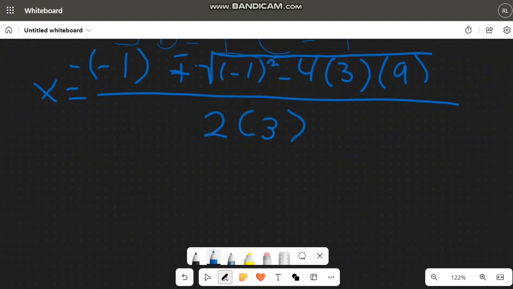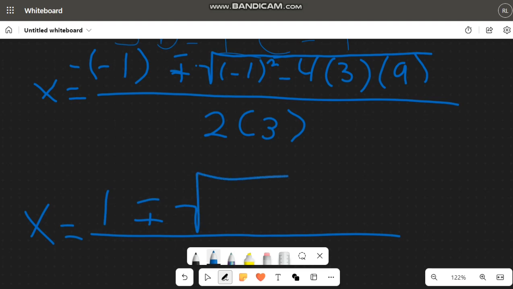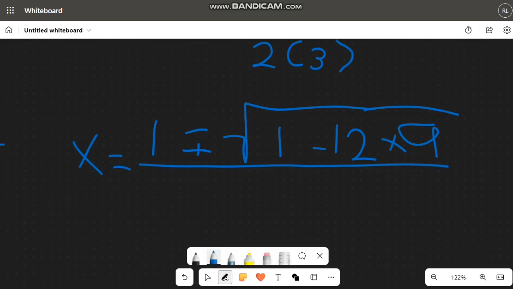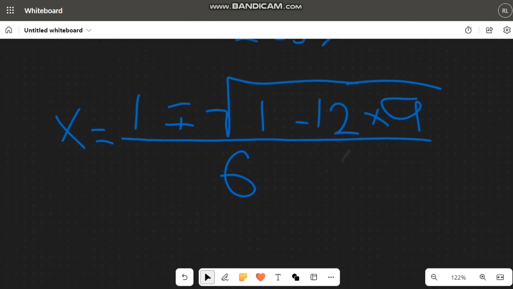now we simplify it. So negative 1 squared is just 1. The plus minus sign will stay there. Square root of 1 is 1 again. Minus negative 4 times 3 equals negative 12 times 9. We're gonna simplify that later. Then we're going to take that 2 times 3 equals 6. Simplify it again.